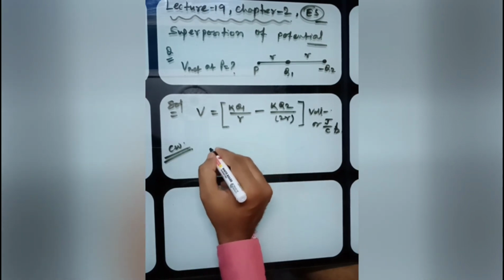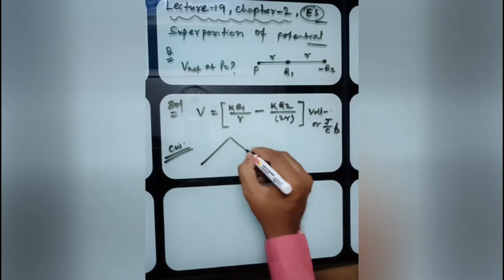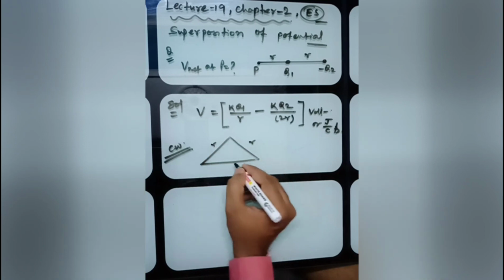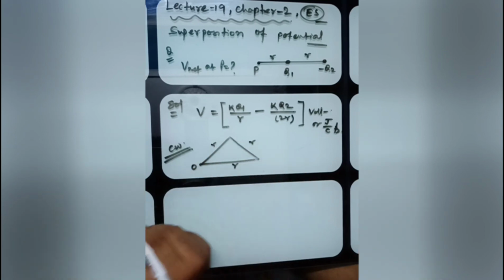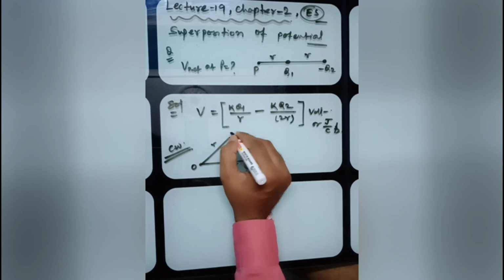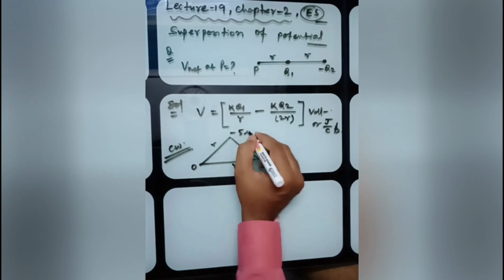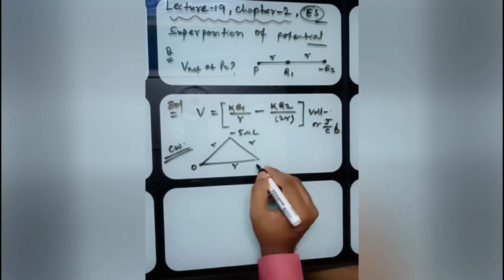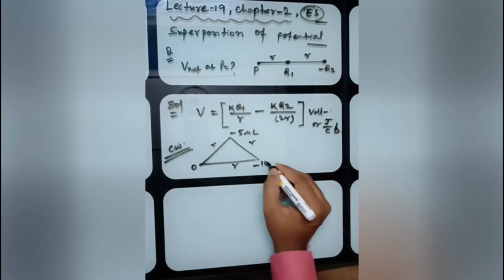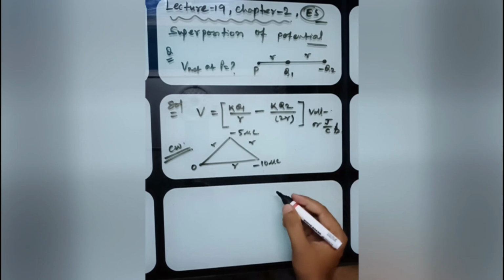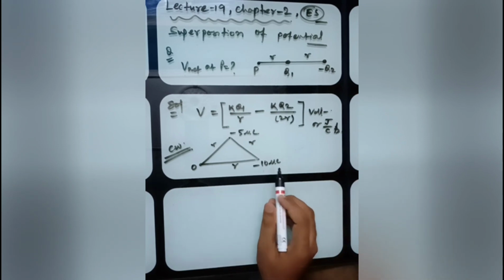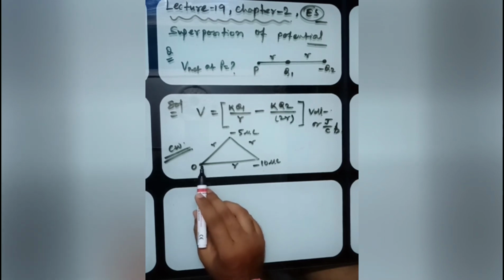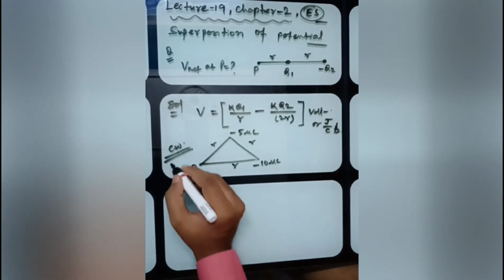You have to find potential due to this system. Okay, equilateral triangle. You have to find potential at this point. Minus 5 microcoulomb and this is minus 10 microcoulomb. Okay, my dear students, you have to find the potential at point O, net potential, with proper calculation. 1.